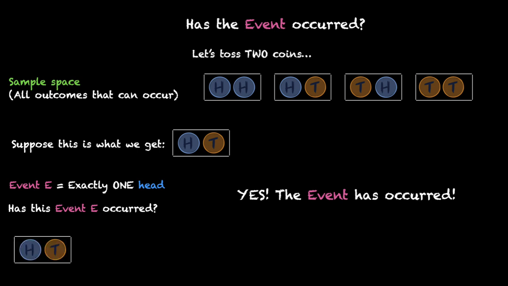In this case, the first coin was heads, but we could have also got the second coin as heads. For this other outcome as well, we can say that the event has occurred. If we had gotten anything else, then we would have said that the event has not occurred.